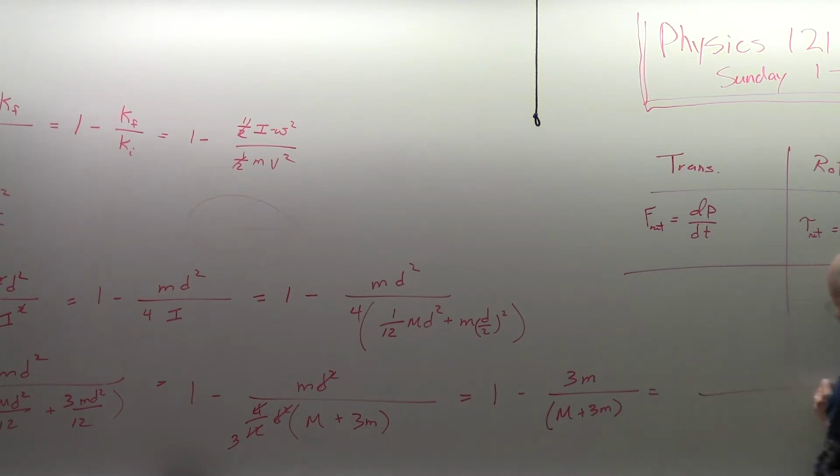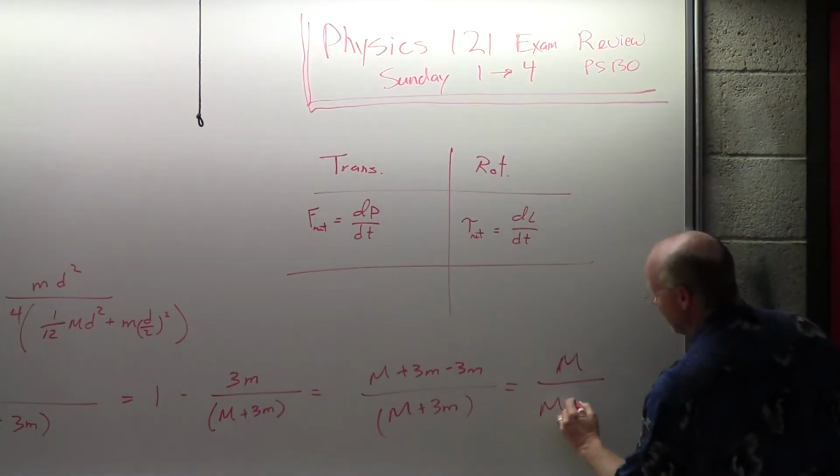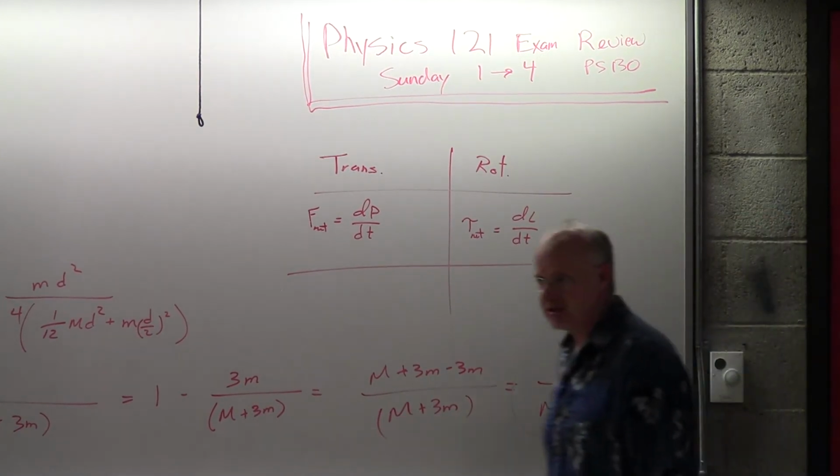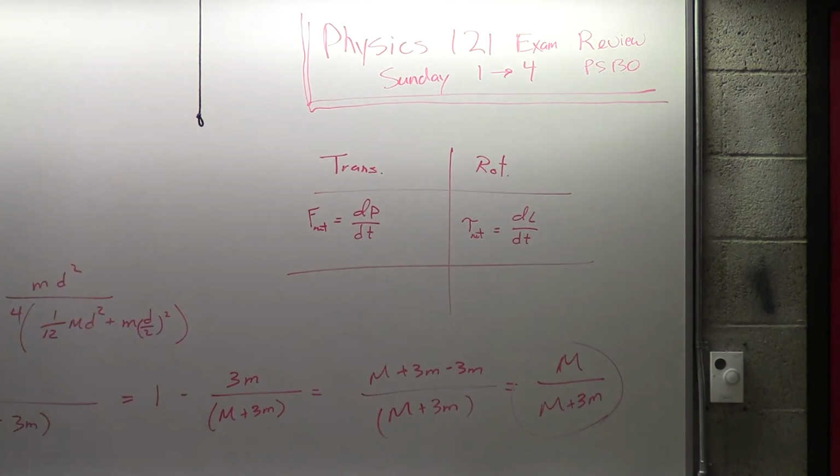All right, so if I then put a common denominator here, then it reduces to, and so again, I think quite surprising to me anyways. That's how much it reduces. After all that work, I can find the fraction. And so there's the fractional loss of energy.